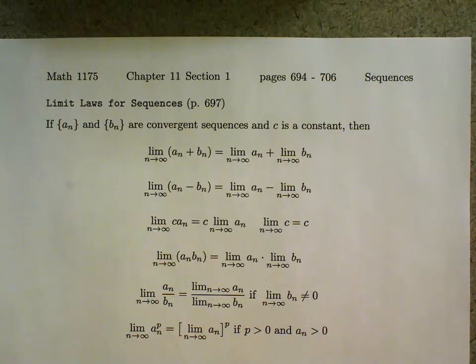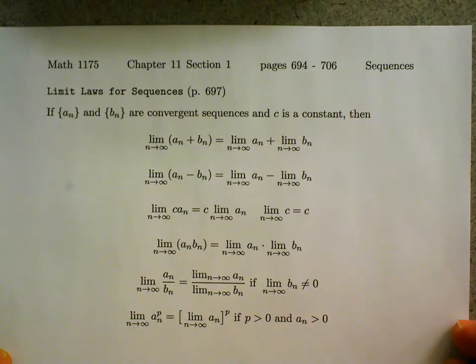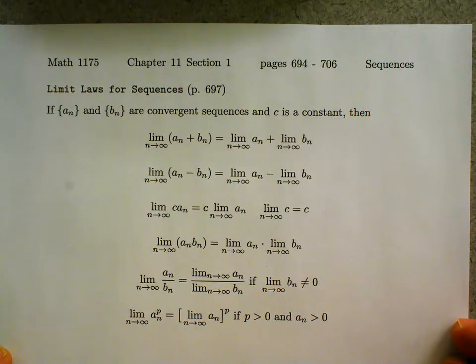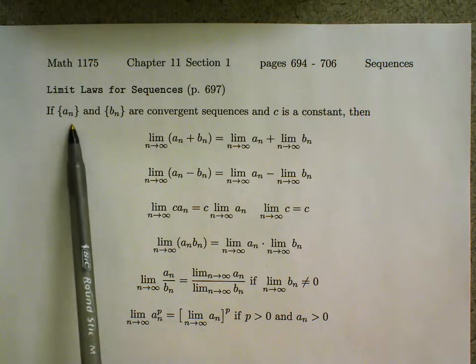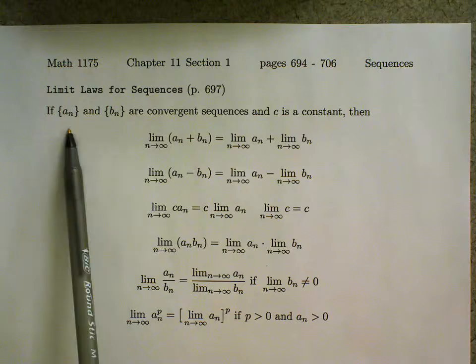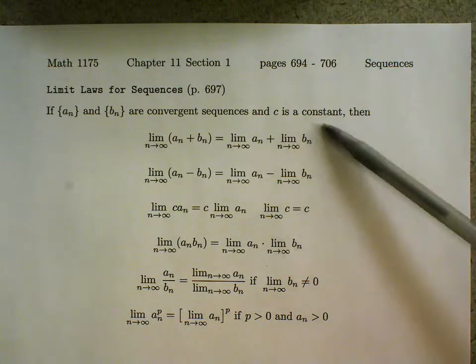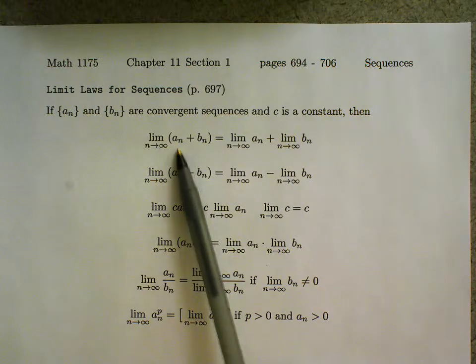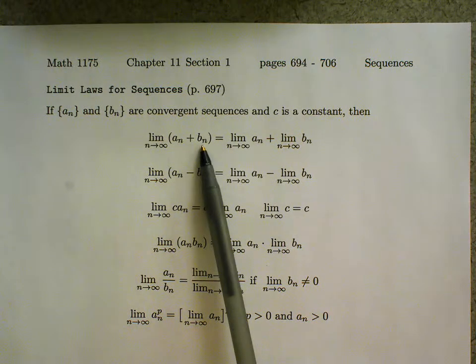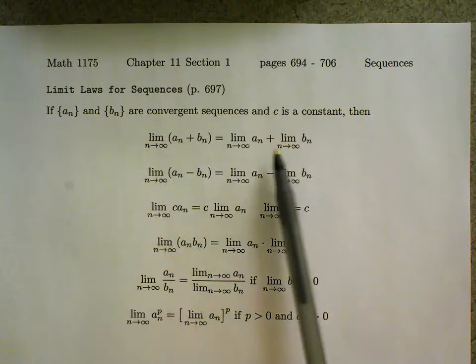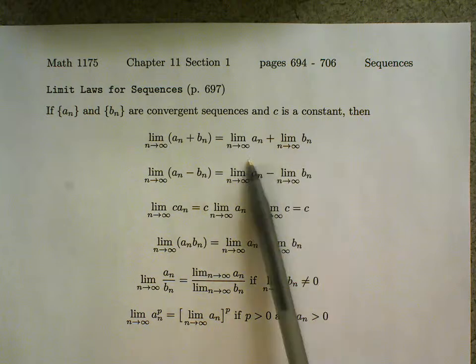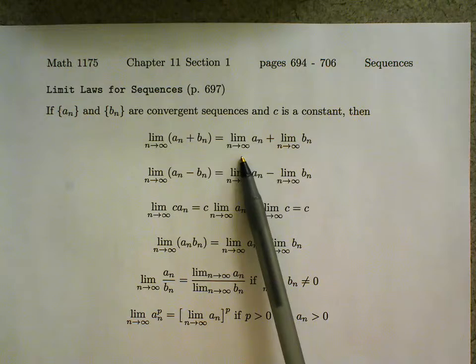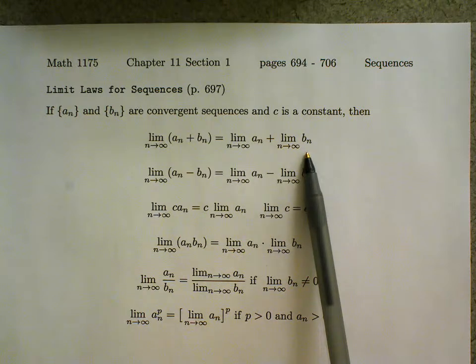So these limit laws for sequences are analogous to the limit laws of functions that you learned in Calculus 1. In this setting, the sequences a sub n and b sub n are both convergent sequences, and c is a constant. If you have the limit of a sum, a sub n plus b sub n, as n approaches infinity, that's equal to the sum of two limits, the limit of the a sub n terms plus the limit of the b sub n terms as n approaches infinity.